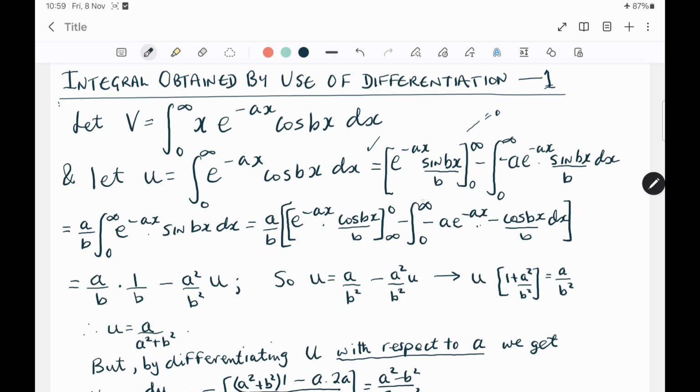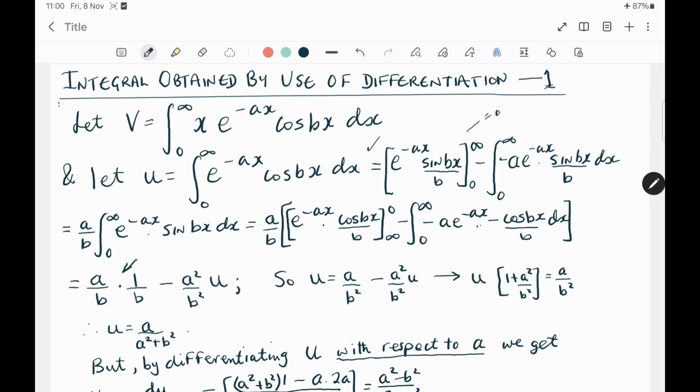And then minus the integral between 0 and infinity of the first, or the differential of the first, minus a e to the minus ax, times the integral of the second, minus cos bx over b dx. Right, and then I've just simplified all of that. The first of those works out to this term here, inserting the limits, and the second is minus a squared over b squared times u, the original integral.